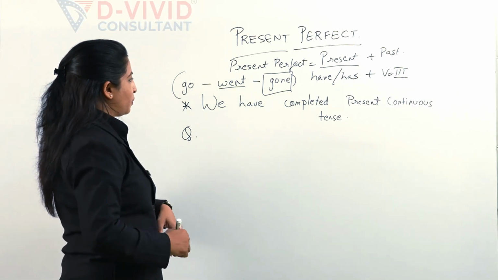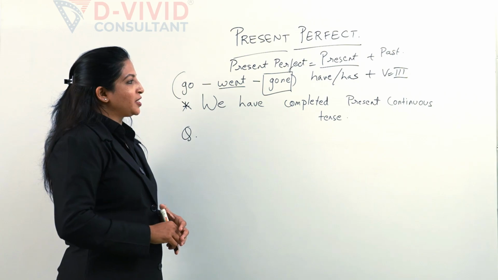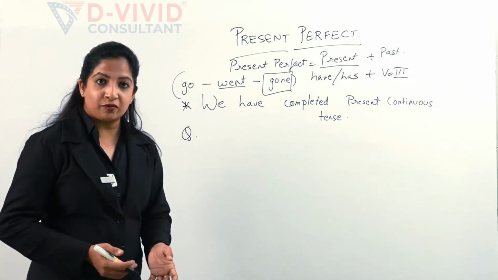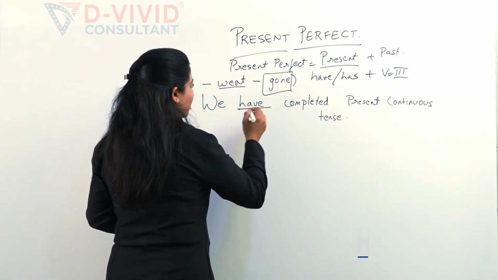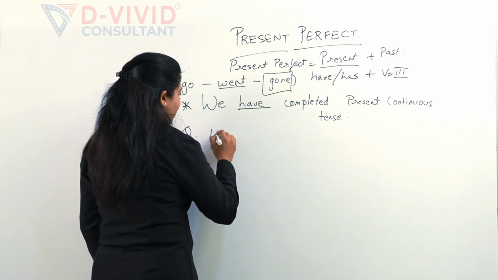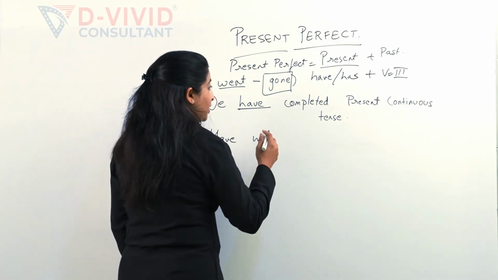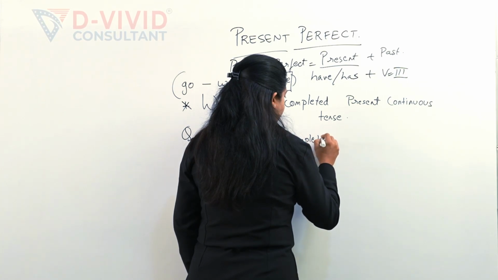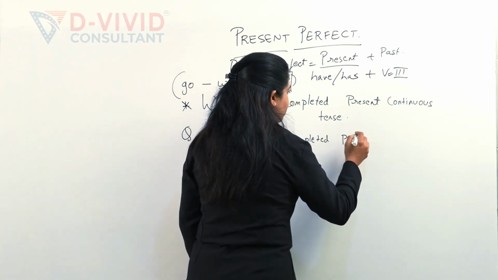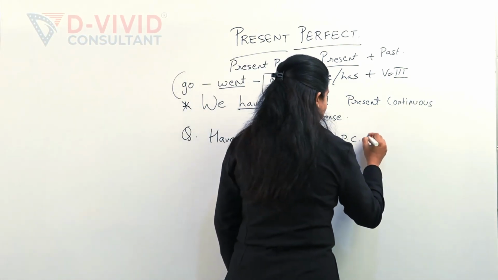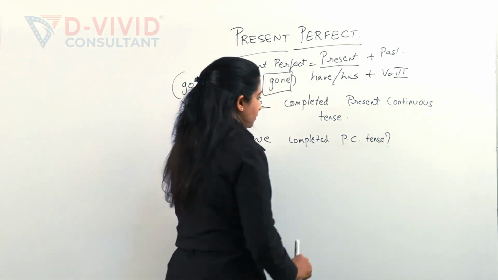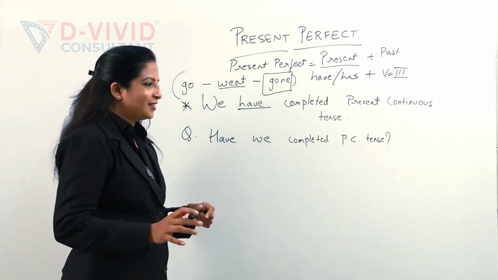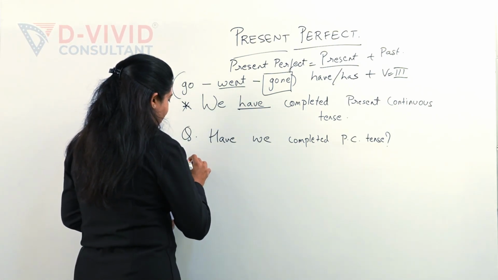Okay, so here we go. We have completed the present continuous tense. So which word can I pick to convert my sentence into a question form? Absolutely correct. I'm going to take have. So we'll say, have we completed the present continuous tense? I'm just writing the short form of present continuous tense. Quite simple, right? This is the same that you have written. Same answer. Well done. Then check the negative form of it.